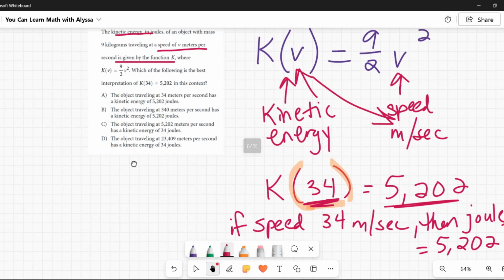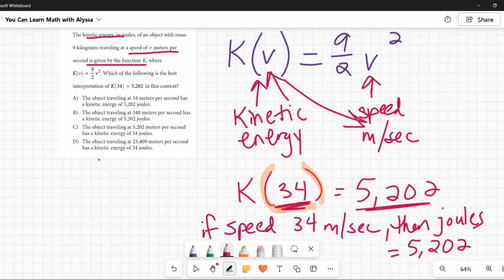Let's look over here at our options. First one says the object traveling at 34 meters per second has a kinetic energy of 5,202 joules. That looks right off the bat like that's the one we want, but let's look at the others because it is the best interpretation. Sometimes they may be close. B, the object traveling at 340 meters per second has a kinetic energy of 5,202 joules. No, 340 is not the speed. It was 34. B is out.